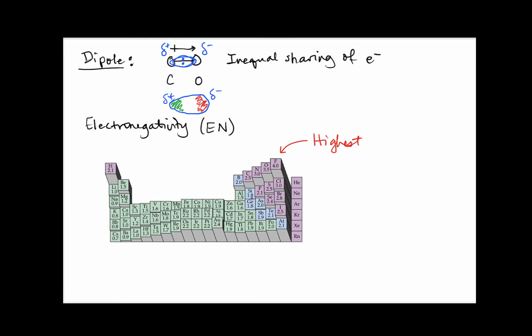But some of these are pretty subtle. Like these guys, silicon, germanium, and tin are all 1.8, and then lead goes up a tiny bit at 1.9, but we're not going to worry too much about those metals. Most of the time when we are talking about electronegativity differences, we are mostly paying attention to the nonmetals that we're interested in.